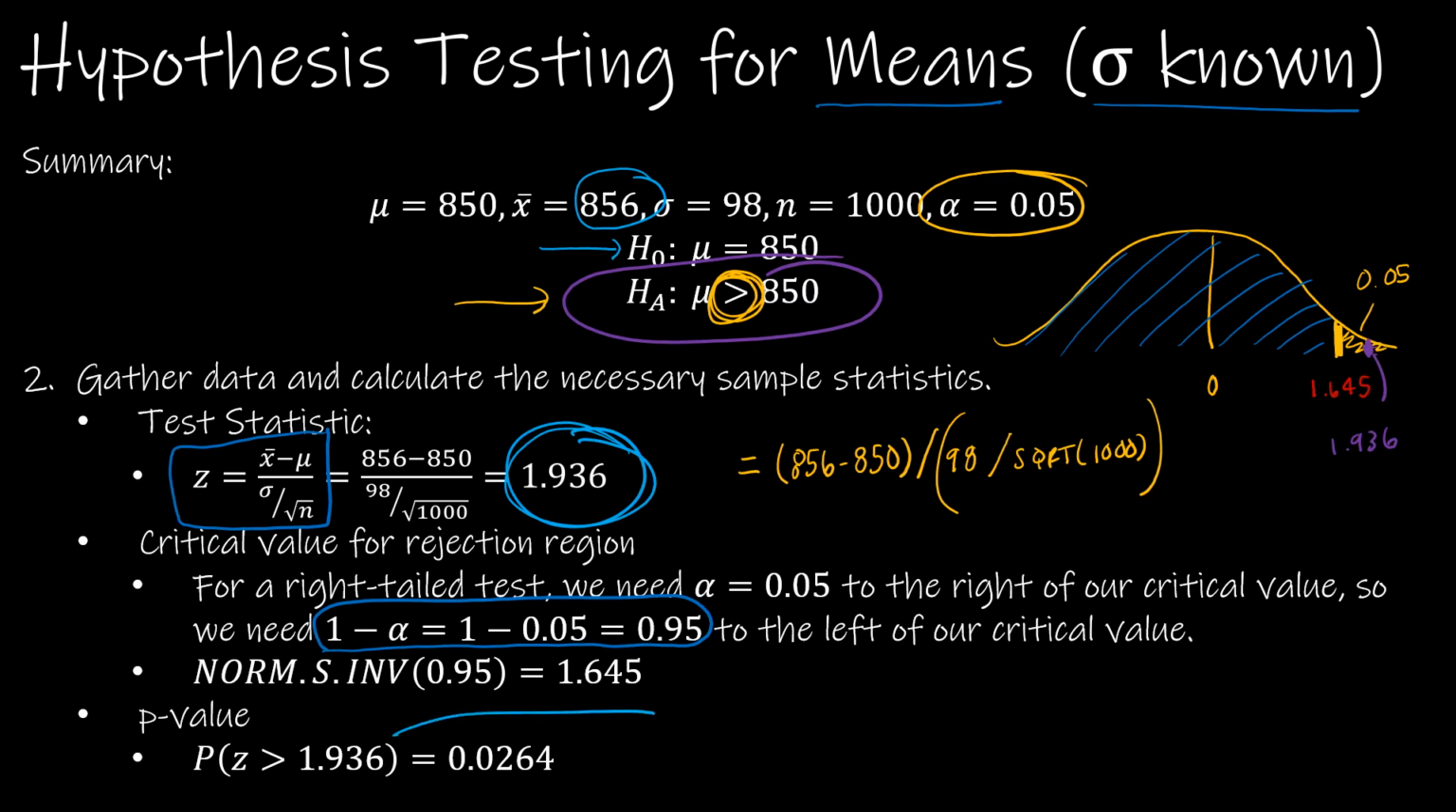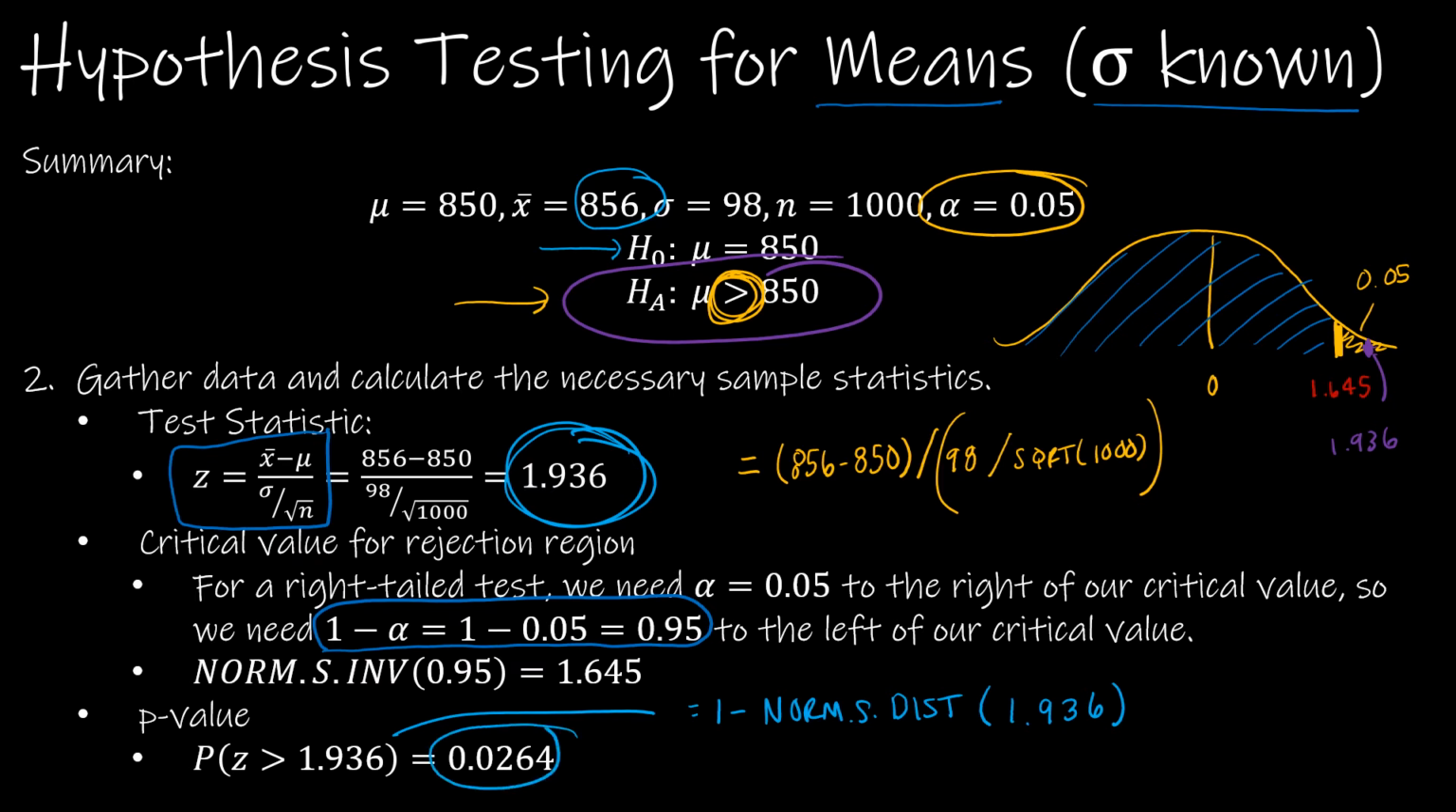This is to the right, so it's 1 minus normsdist of 1.936, because normsdist of 1.936 finds the area to the left. I want the area to the right, so 1 minus. And that's where I came up with this value.